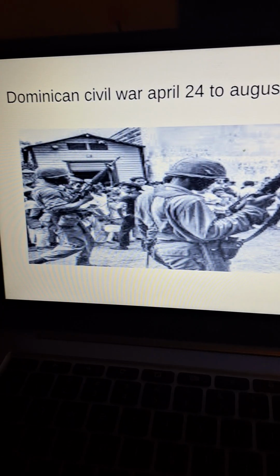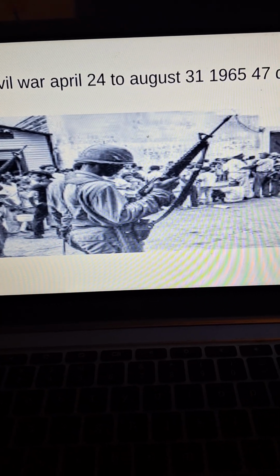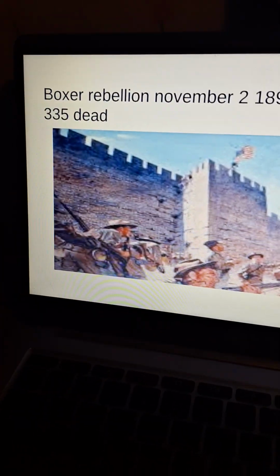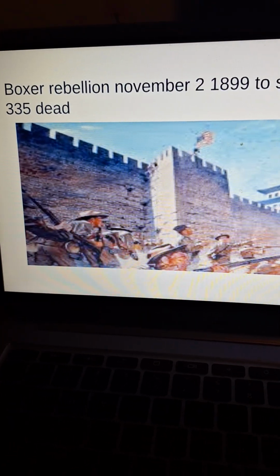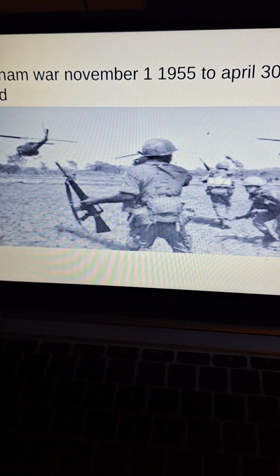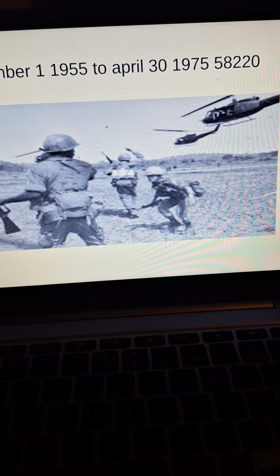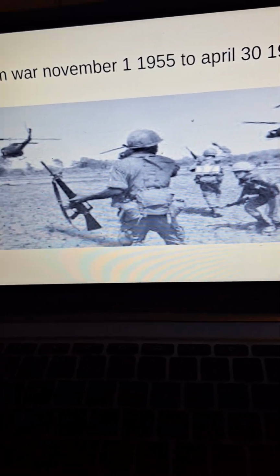The Dominican Civil War, April 24th to August 31st, 1965, 47 Americans dead. The Boxer Rebellion, November 2nd, 1899 to September 7th, 1901, 335 Americans dead. The Vietnam War, November 1st, 1955 to April 30th, 1975, 58,220 Americans dead.